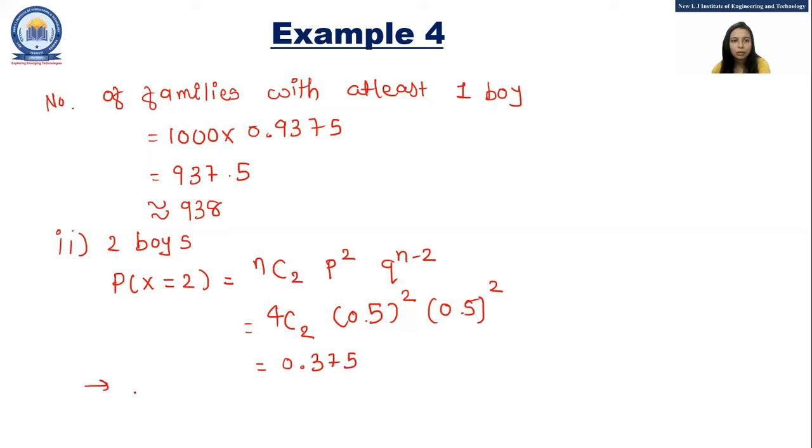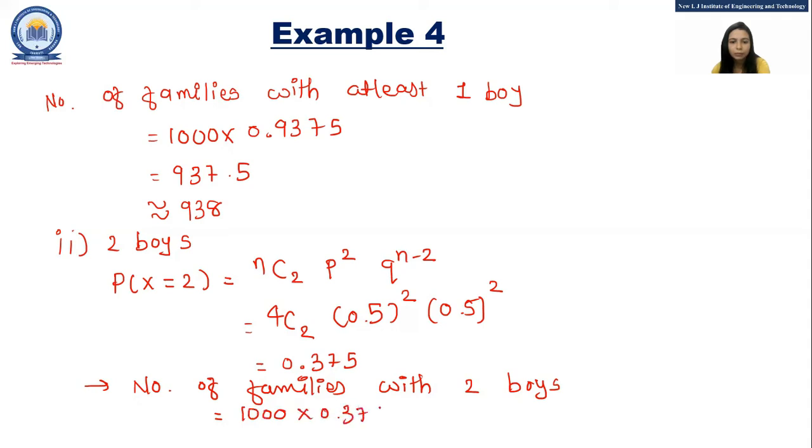And for 1000 families, the number of families with 2 boys is equal to 1000 into 0.375, and that is equal to 375.